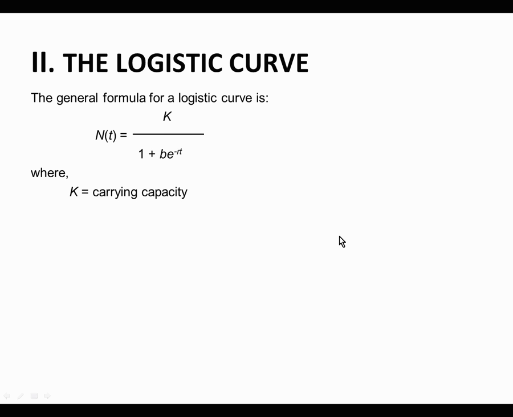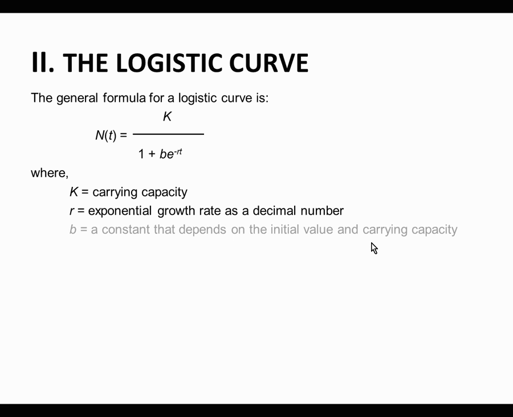K is the carrying capacity. R is the exponential growth rate as a decimal number, so 5% would be 0.05. B is a constant that depends on the initial value and the carrying capacity, which is related to what the actual organism is and the environment in which it lives. And of course, t is time. It can be measured in weeks, months, years, hours, depending upon what the organism is. The reason the book calls it capital N of t is that N stands for number of individuals or number of organisms.